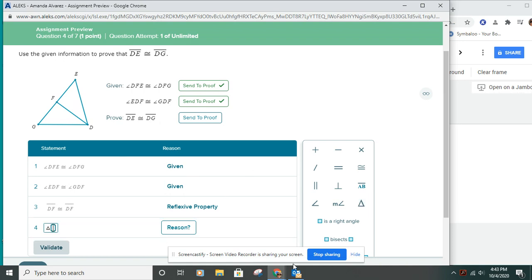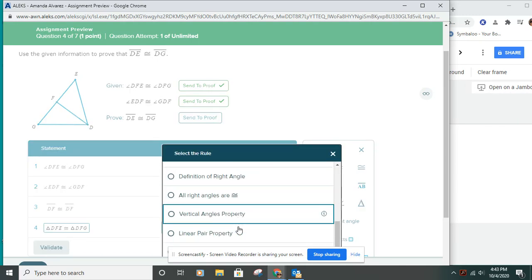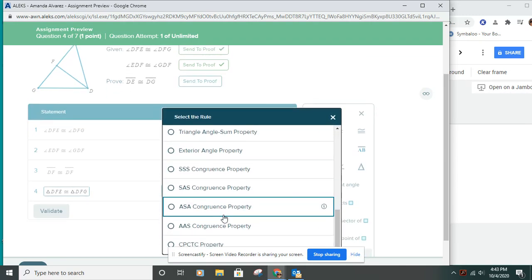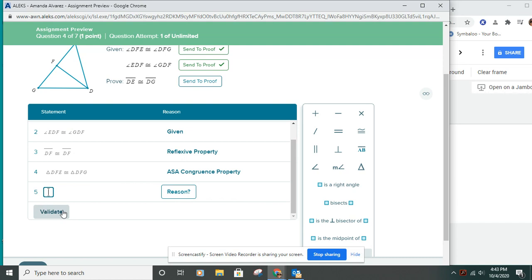And then I'm going to now say that the triangles are congruent. So I'm going to just name the first one DFE, and then congruent to triangle. The other one would be DFG. And the reason is just like that last one I just did, angle, side, angle. Validate that.